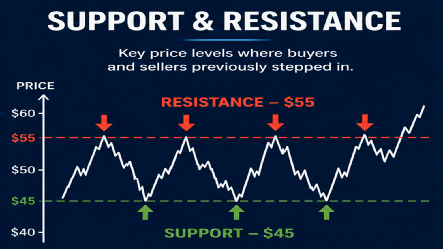Resistance works in exactly the opposite way. Imagine those same shares rise from $45 back towards $55. Investors who bought earlier may decide to take profits. Others think the shares have become expensive. Selling increases, buying slows. The stock struggles to move higher. That $55 area has become resistance. Again, think of it as a zone, not an exact number.